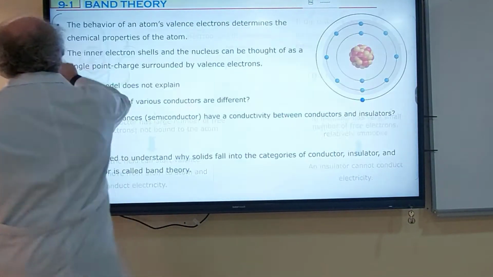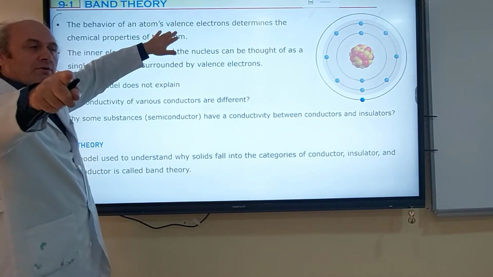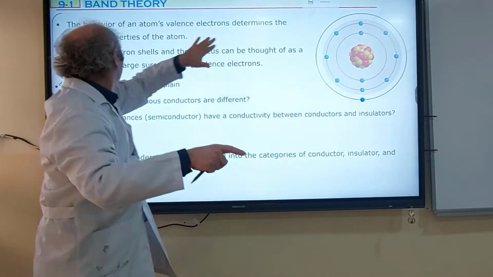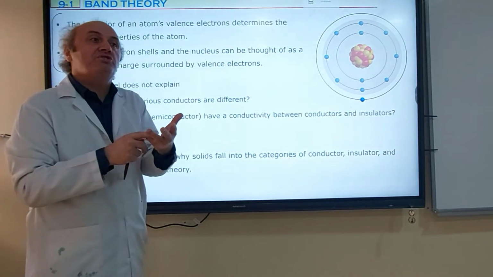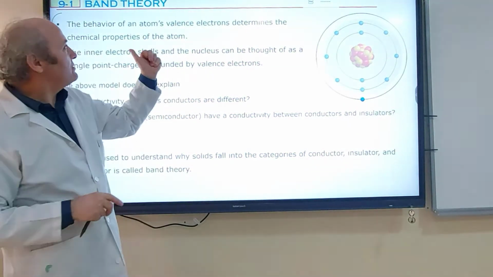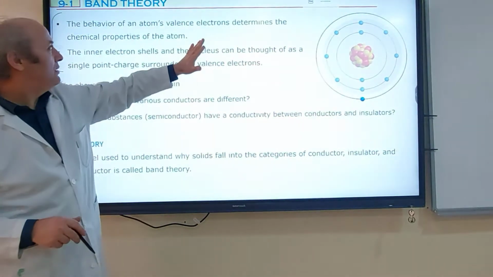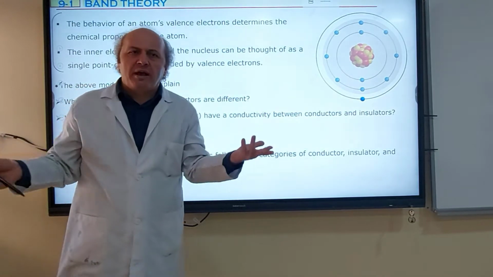And according to this model, the behavior of the atom's valence electrons determines the chemical properties of the substance. Whether it's an insulator or a conductor depends on the behavior of valence electrons. Other electrons we don't care about.